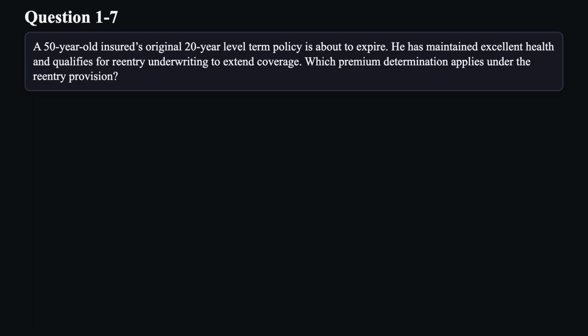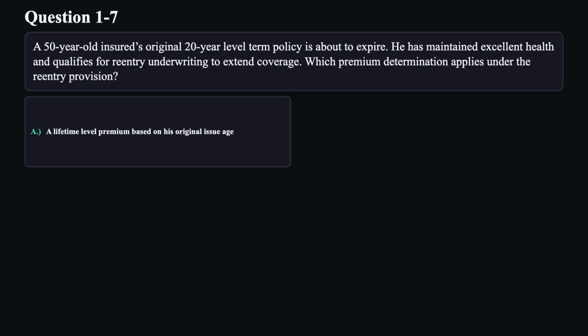Question 7. A 50-year-old insured's original 20-year level term policy is about to expire. He has maintained excellent health and qualifies for re-entry underwriting to extend coverage. Which premium determination applies under the re-entry provision?